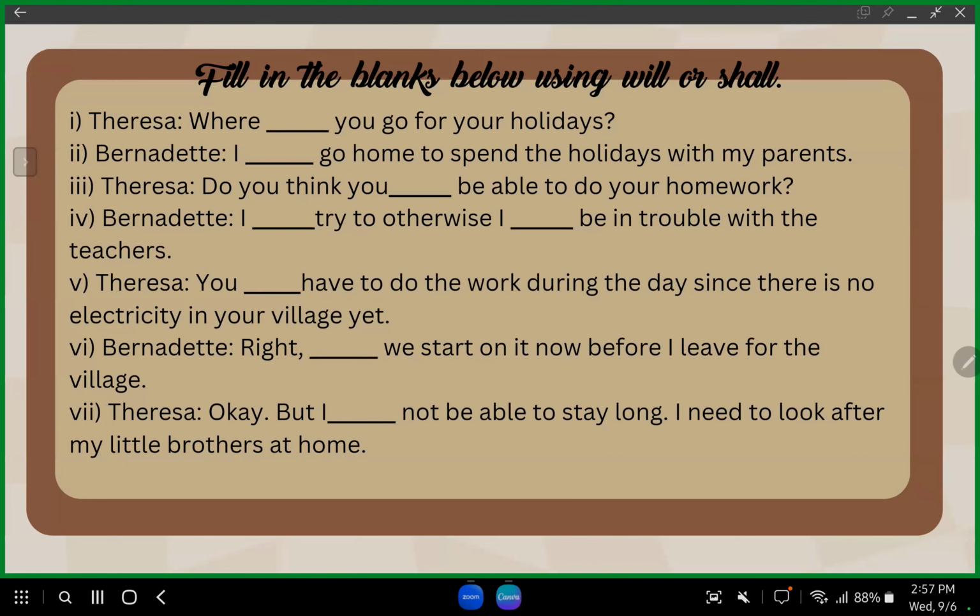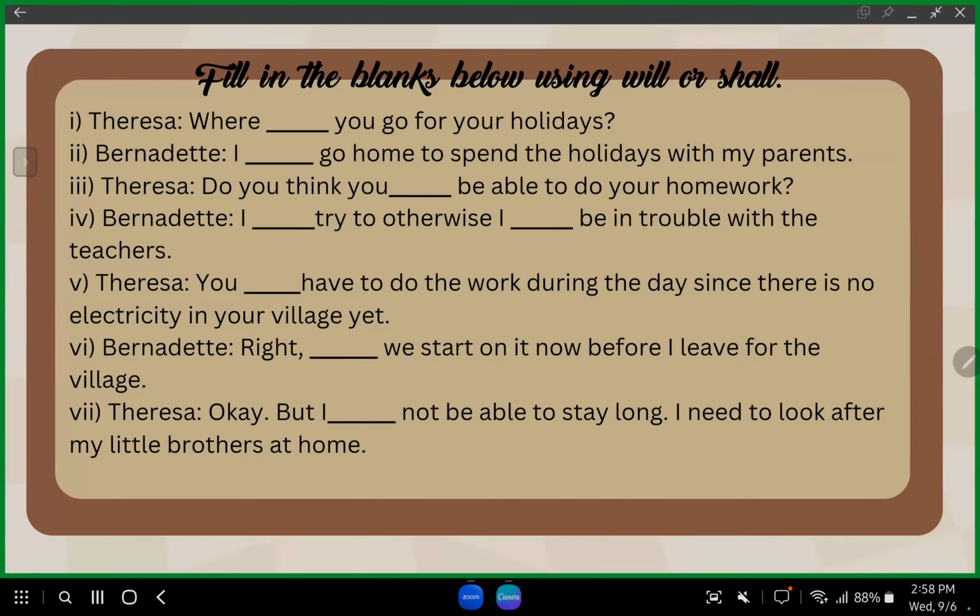Then the last one, number 7. Shall. Okay, Alaf says that, okay, but I shall not be able to stay long. I need to look after my little brothers at home.